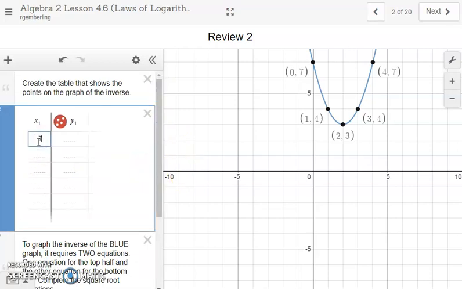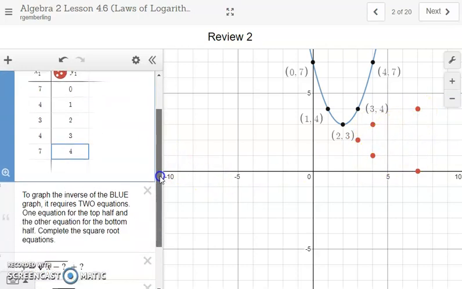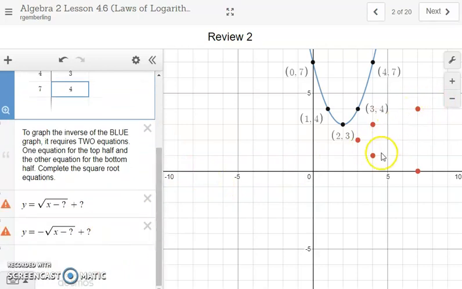So (0, 7) would become (7, 0), (1, 4) is (4, 1), (2, 3) is (3, 2), (3, 4) is (4, 3), and (4, 7) is (7, 4). So this is kind of that sideways parabola, but again, at 4 there's 2 different answers, and at 7 there's also 2 different answers. So we cannot graph or write a simple equation for this graph. It's actually made up of 2 square root equations.